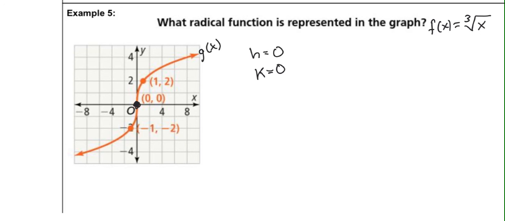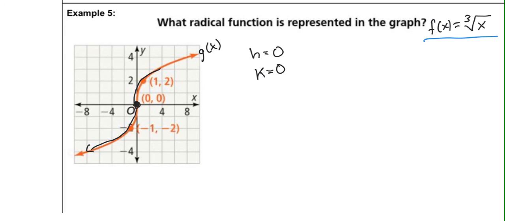Now, sorry, vertical or horizontal shift. There is a stretch though, right? We can see that this function is kind of higher than our normal f of x function. So what we can do is first graph our f of x function, or our parent function.